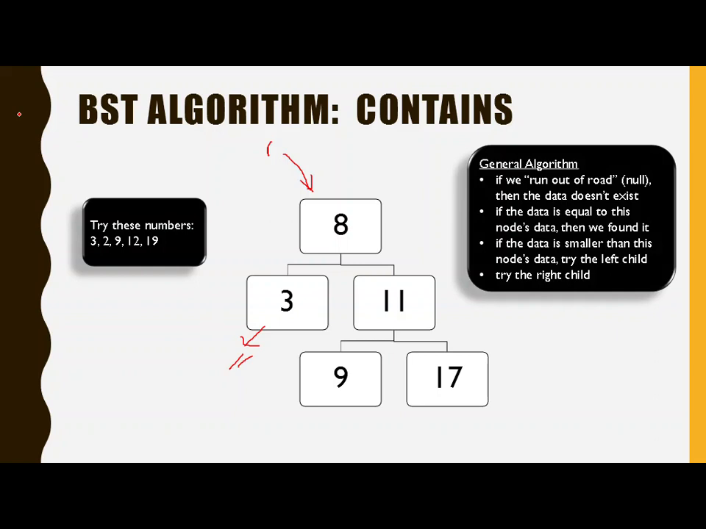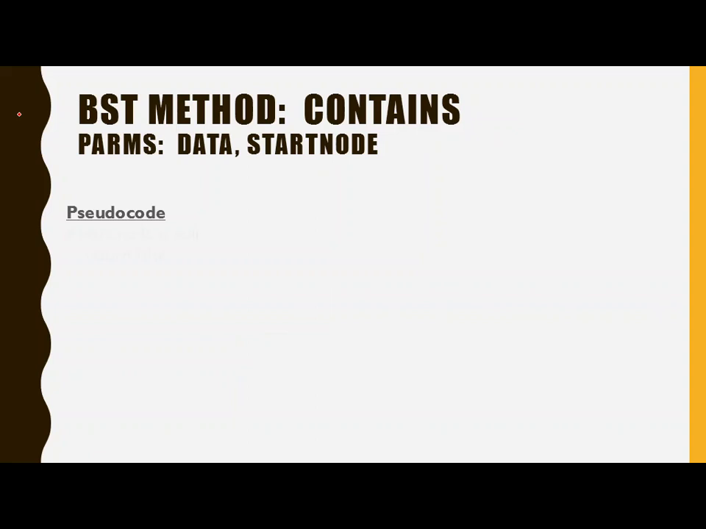So if we want to now get more specific in our pseudocode, how would we start writing it? Well, if we run out of road, right? So again, we're passed the data that we're looking for and the start node. The recursive private version is going to have a start node so that it can keep looking down the tree in each subsequent recursive call. So if the node passed to us is null, return false.